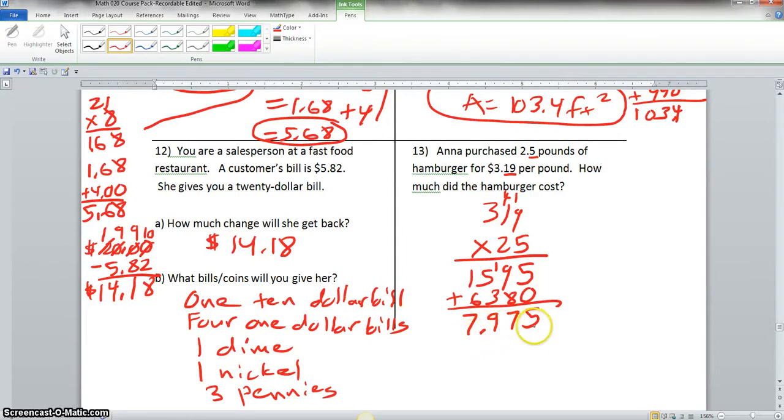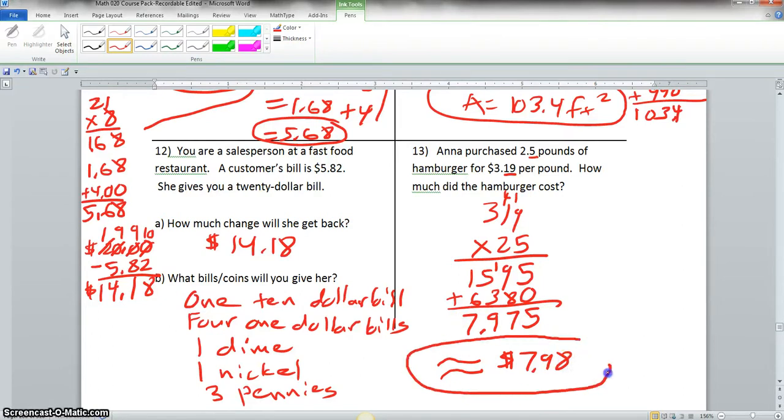So it'd be 7.978. So you know we have to approximate this because our money system only goes 2 digits behind the decimal. So it'd be $7.98, and that would be the final answer. Because remember, this last digit is 5 or more, so we add 1 to the previous digit. So our final answer is $7.98, and we're done.